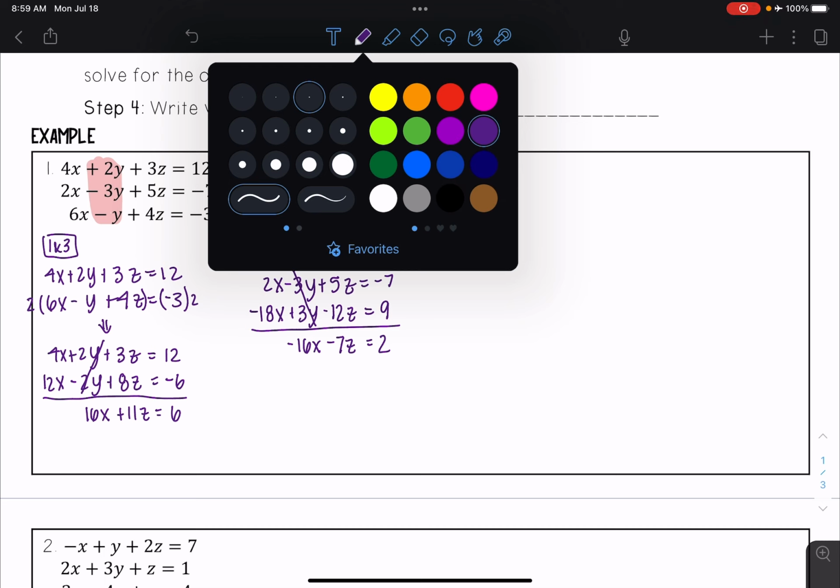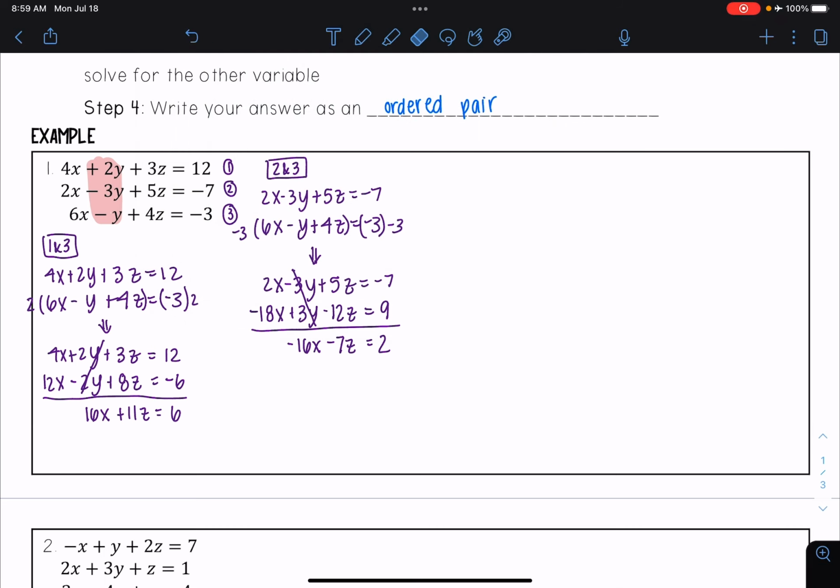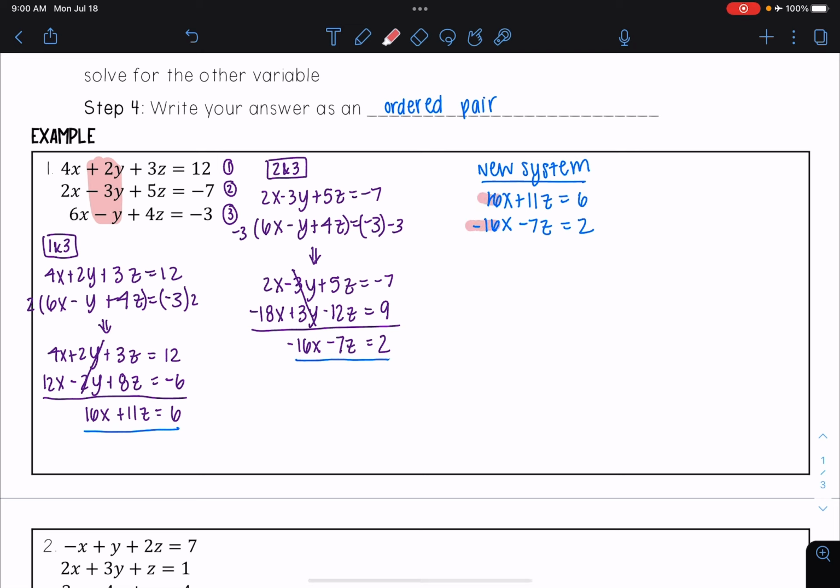Now I have two equations in the variables x and z, and I can create my new system from that. I'll write them as their own system: 16x plus 11z equals 6, and negative 16x minus 7z equals 2. Now I can use what we learned in our last lesson to solve this system. Here I see it's already set up for elimination since my x's have opposite coefficients.